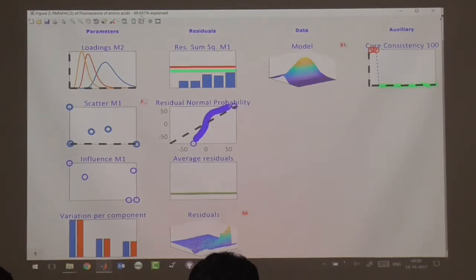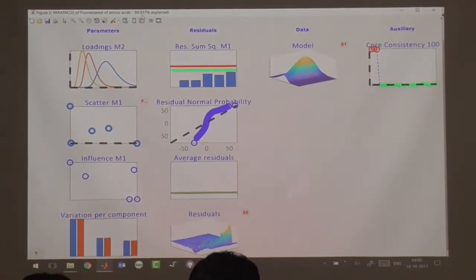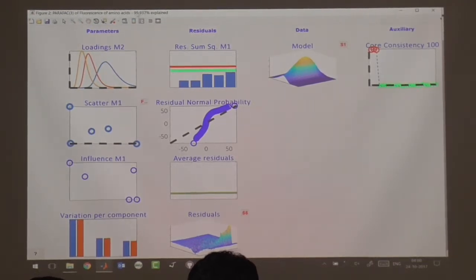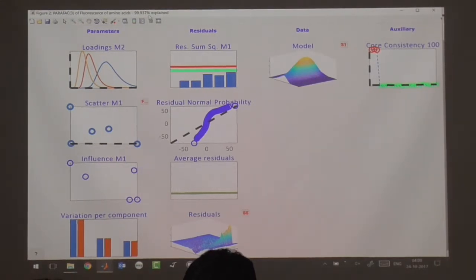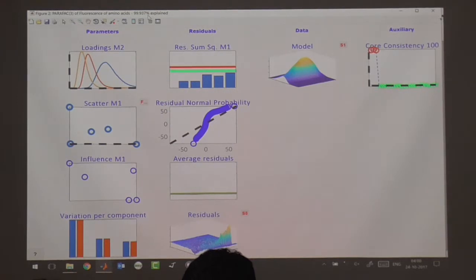So this model explains 99.937% of the variation. So remember that we have the variance explained up here. That's going to be important shortly. And it's just the size of the residuals, basically. Okay.